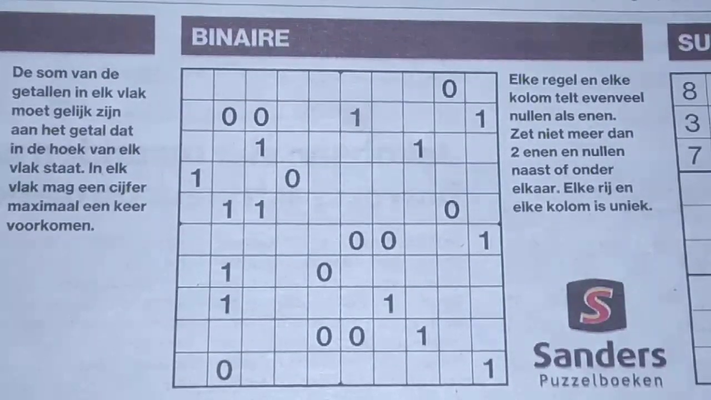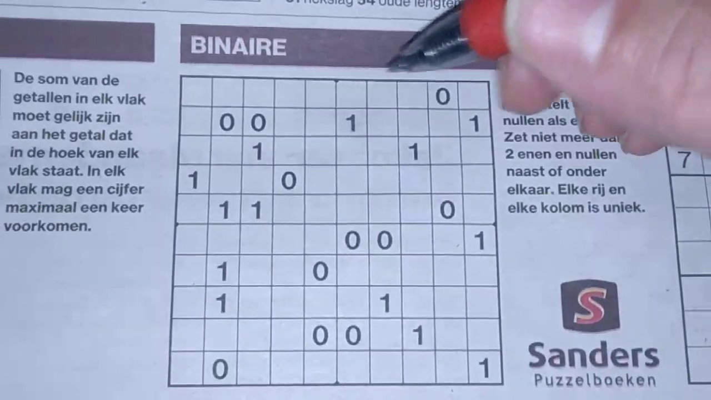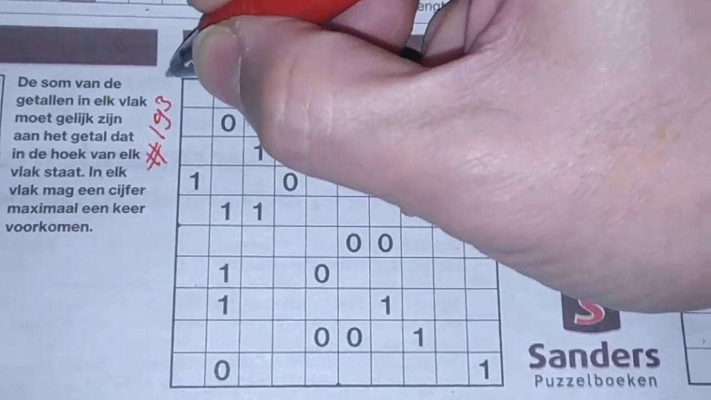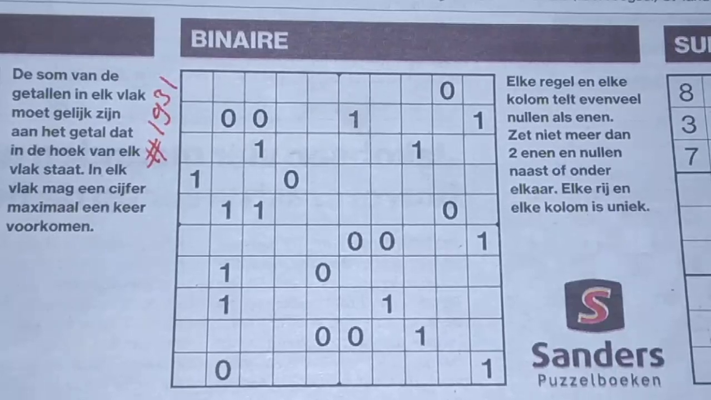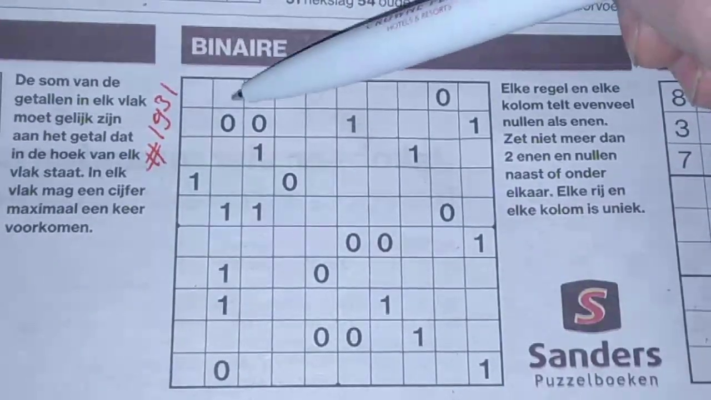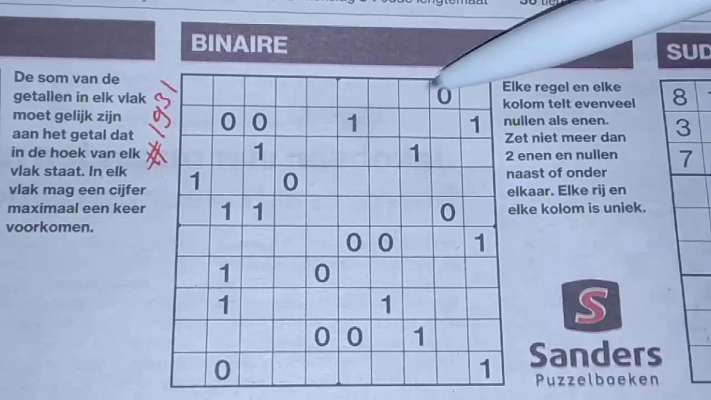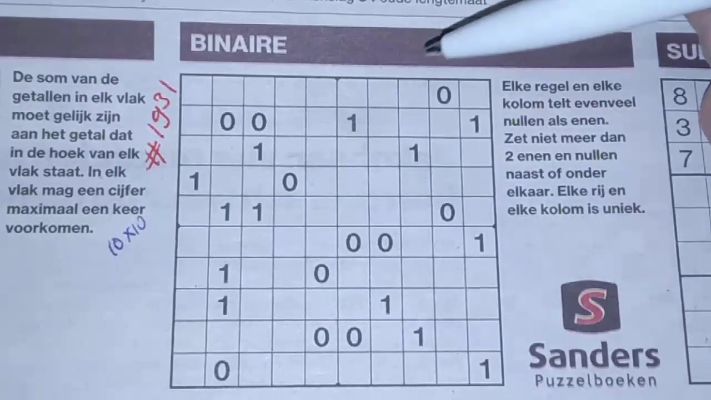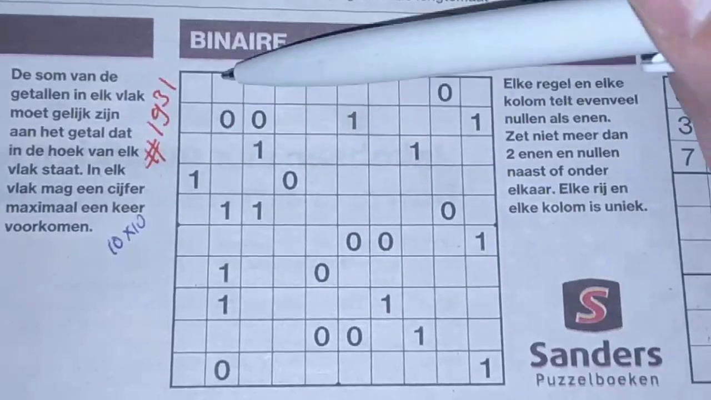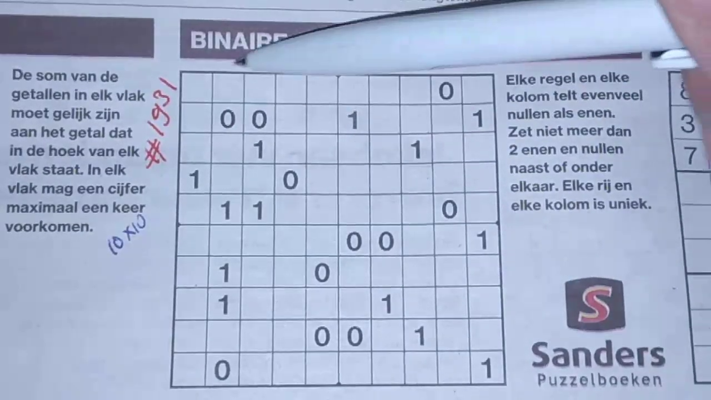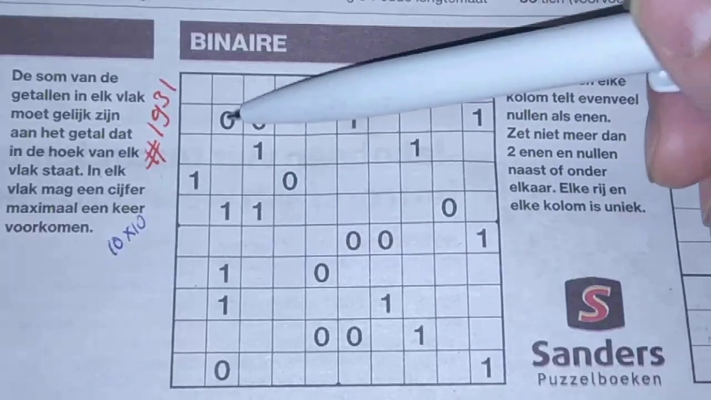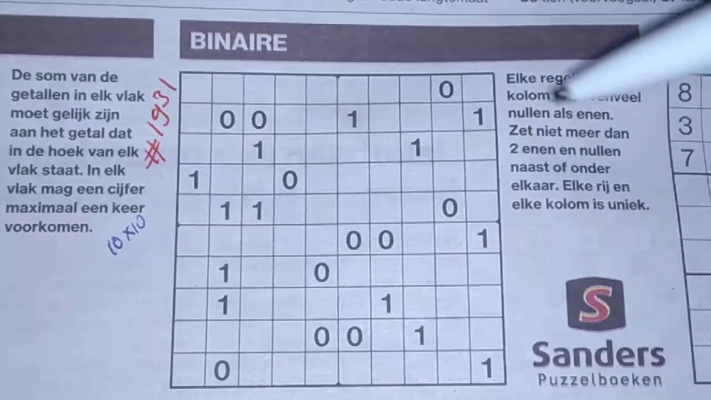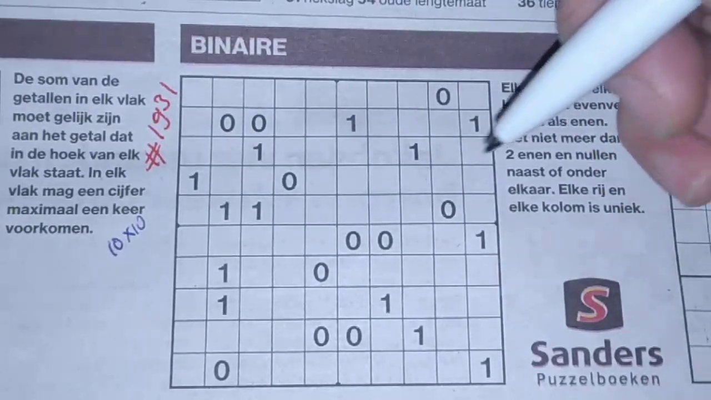Don't be scared. This will be number 131. And what kind of binary puzzle is this? 1, 2, 3, 4, 5, 6, 7, 8, 9, 10. It's a 10 by 10 binary puzzle. That means in a row or in a column there are always 5 O's and 5 1's. Alright, so let's get started.